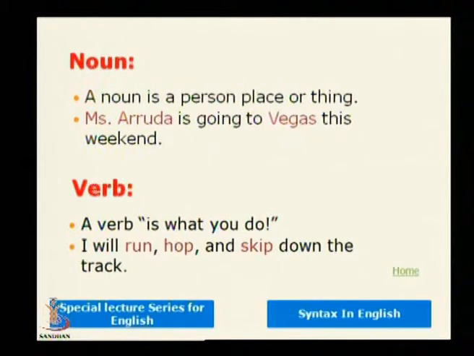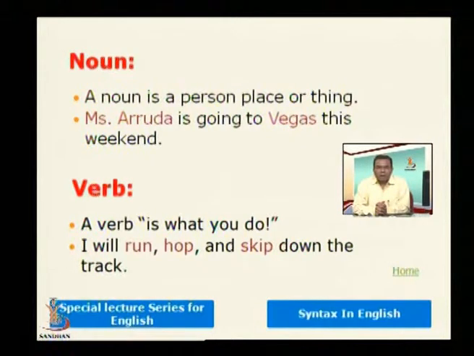A noun is a name of a person, place or thing. Miss Aruda is going to Vegas this weekend. In this example, Aruda and Vegas are the nouns. They refer to a person and a place respectively. So, nouns are the words which are used as names of persons, places and objects.